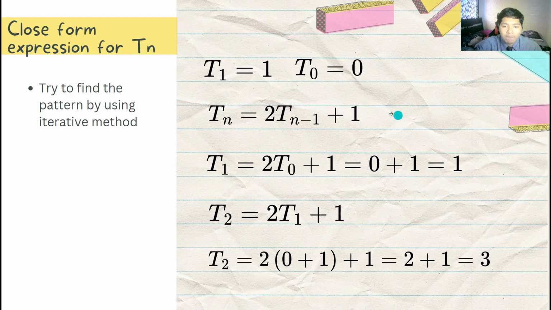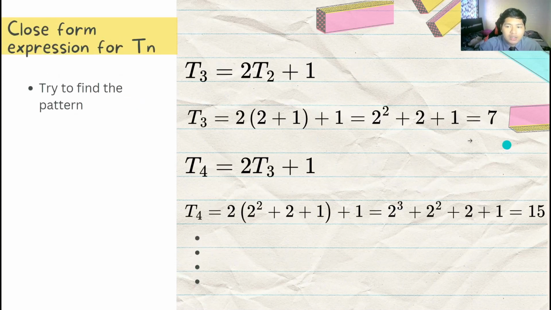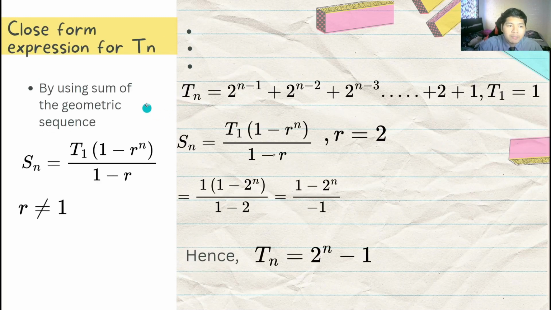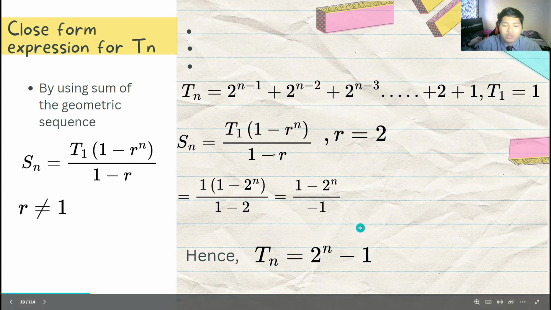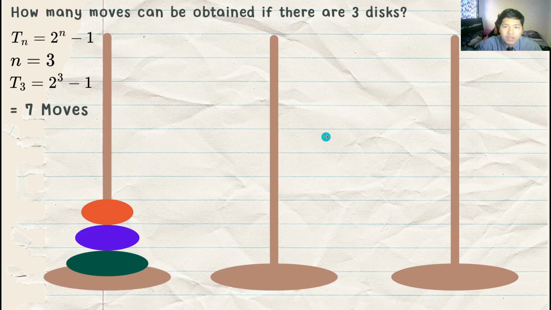You guys can use this method. We continue this until the end, and then by using the geometric series formula, where r is not equal to 1, we substitute r with 2. You can simplify this, and you will get Tn equals 2 to the power of n minus 1.